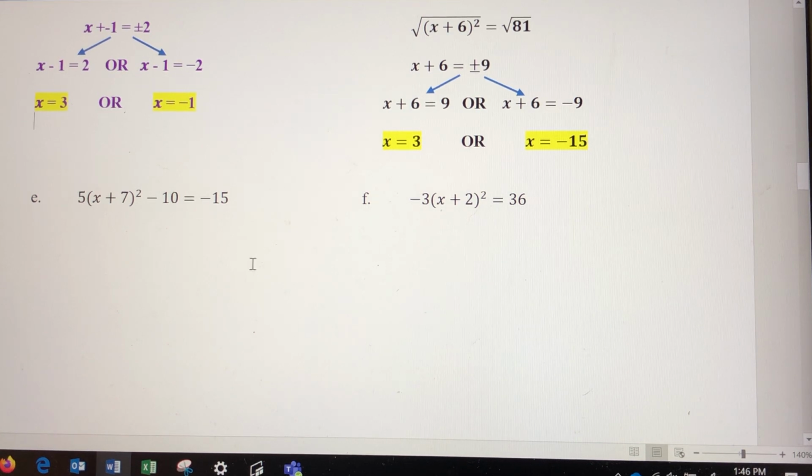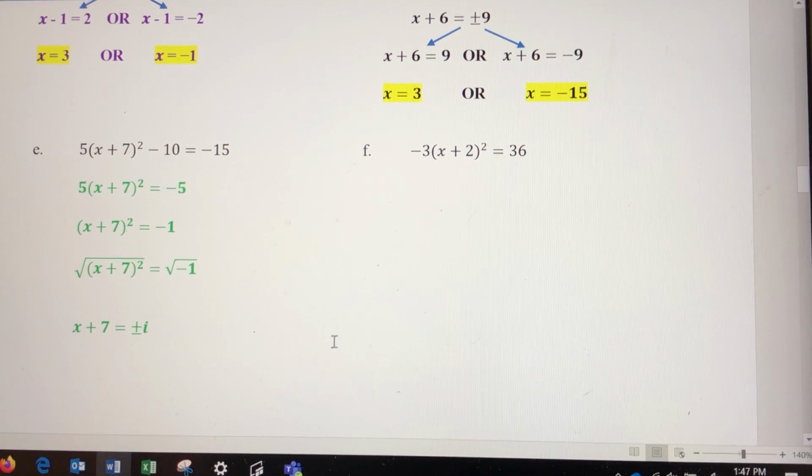All right, last two. Add 10 to both sides first. Divide both sides by this 5. Take the square root of both sides. So that gives me x plus 7 equals plus or minus i. Remember, the square root of negative 1 is i. When I subtract 7 from both sides, I don't have to break it down into two like I did up here, because I can just go ahead and subtract 7. I get negative 7 plus i as one solution, and negative 7 minus i as another solution. You can still plug this in and check your work. You could plug negative 7 plus i here, do the math, and you're going to get that it's a true solution. You could also plug in negative 7 minus i here, and you'll get the same thing.